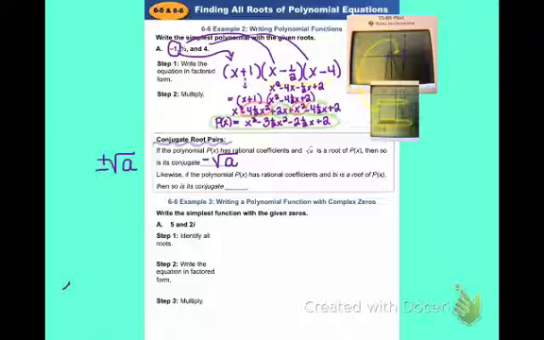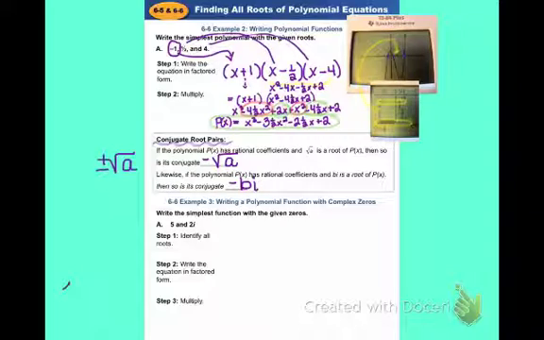Now, you may remember that this also occurred when we had some of these complex solutions. So likewise, if a polynomial p of x has rational coefficients and bi is a root of p of x, then so is its conjugate, negative bi. The reason why is, remember, that these imaginary roots come from taking the square root of a negative number. And so it comes right back to this whole idea that when we take a square root, there's a positive and a negative version. And so that creates another conjugate root.